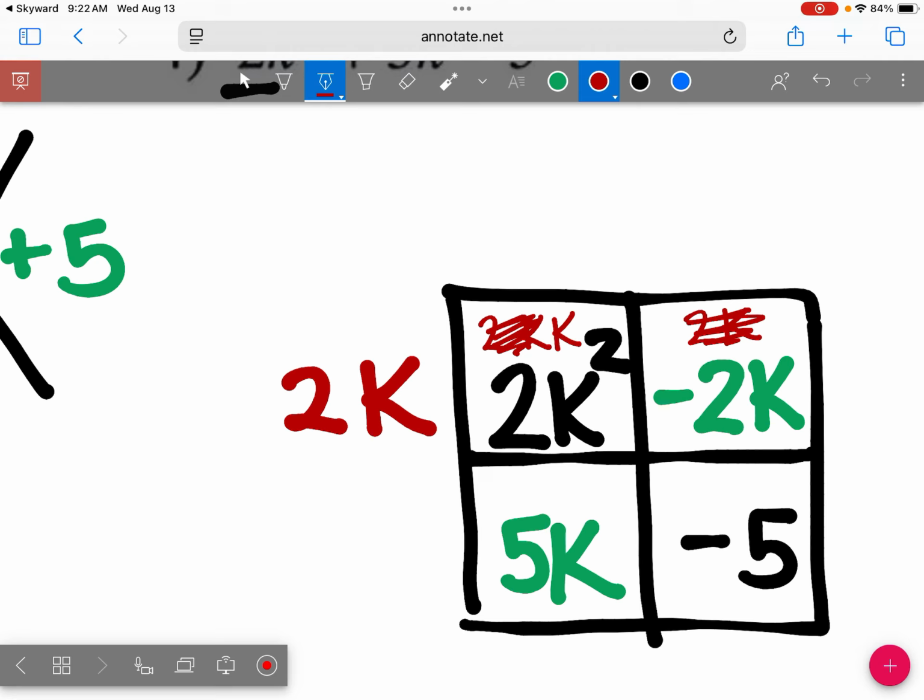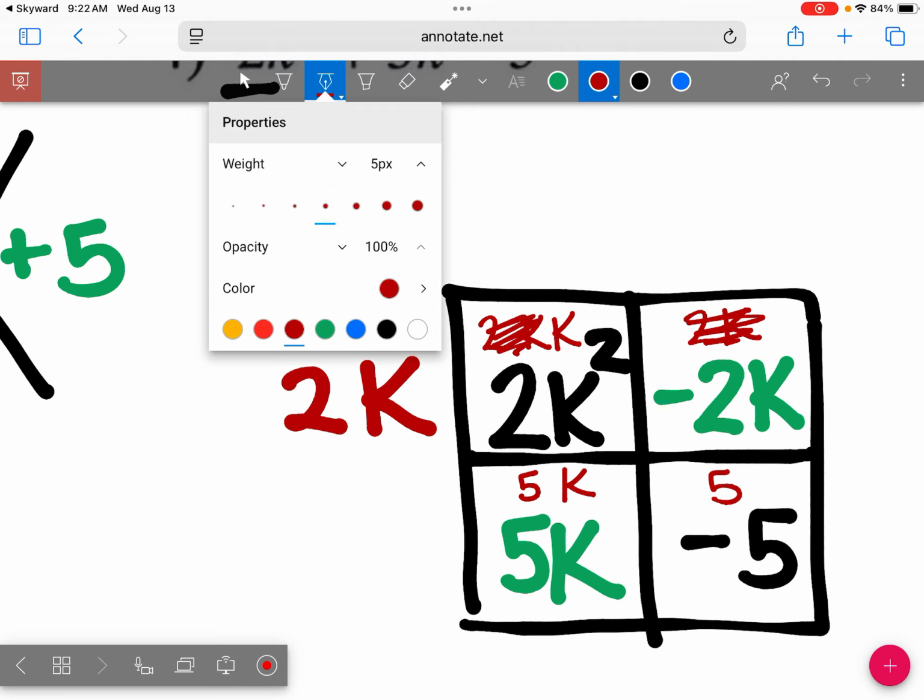The bottom row, this one has a 5 and a K, and this one has a 5. What do they both have? A 5. So let's take out the 5.